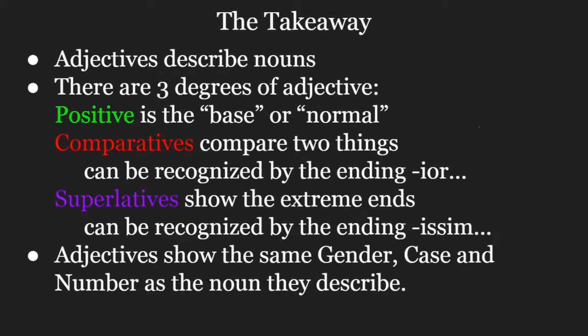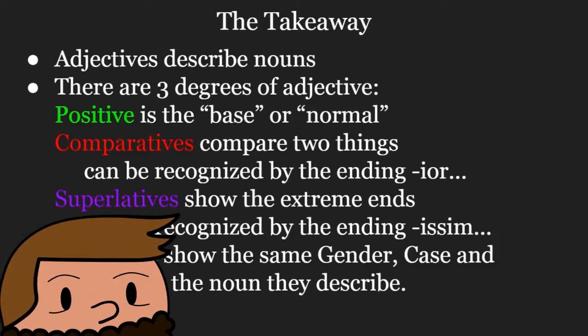What do I want you to know? What's the takeaway? Adjectives describe nouns. That's what an adjective is. That's its job. There are three degrees of adjective. Grammatically, we call them degrees. They show the same gender, case, and number as the noun that they describe. We'll learn more about that in Latin 2, specifically how to make sure that they do this. But right now, just know that they do that. And that's it. Those are the three degrees of adjectives that you need to know for this stage.